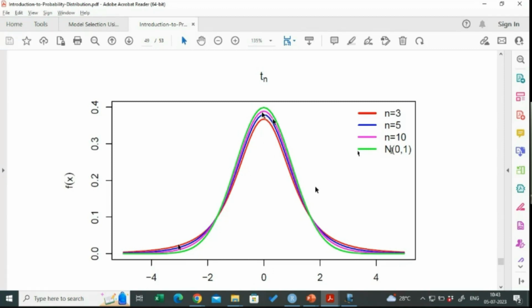So when you are computing probabilities, whether you are using the normal table or the t table, the difference is extremely small. It may be of the order of 10 to the power minus 4. Once we show this picture, our work is done.